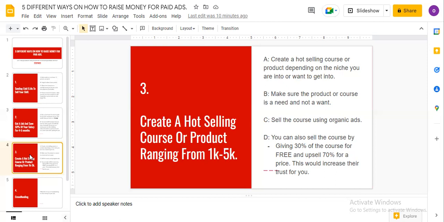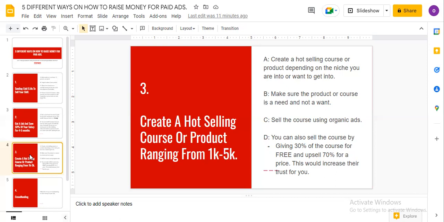When they come, you gather them in a class and then you sell to them. If it's a class, you can gather them after the class and upsell the paid course. If it's a course, once they come, you give them the course and then you upsell to them in your WhatsApp status after you position yourself as an authority, so that their trust for you can increase. Now, you can also use this method to raise money for ads.